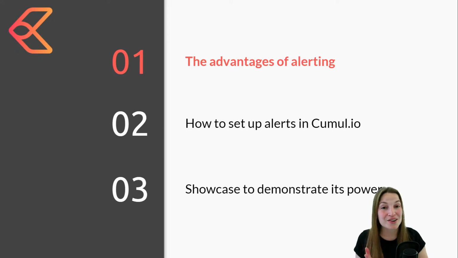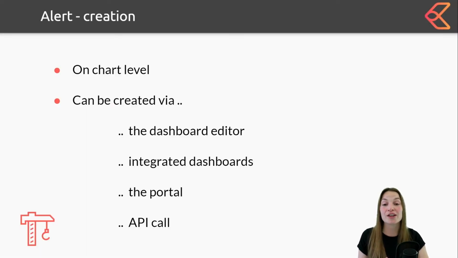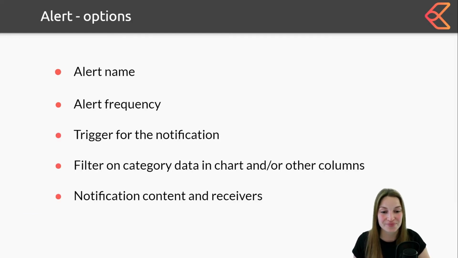Now, how do you set up an alert in Camalayo? What are the options? First of all, an alert is created on chart level, so not on dashboard level. And it can be created not only via the dashboard editor, but also via integrated dashboards as mentioned before, and also via the portal or the API call. I will show you later on how you can do it in the portal as an example. And I will also show you in the developer documentation where you can find it.